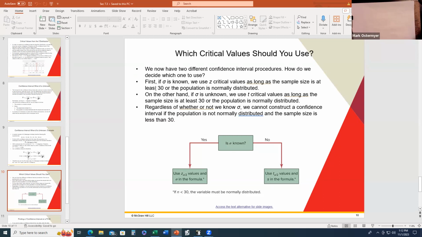Now, if the standard deviation of our population is known, of course, we use the Z critical values, as long as the sample size is at least 30, or the population from whence the samples are chosen is normally distributed. On the other hand, if the population standard deviation is unknown, we have to compute T critical values, as long as the sample size is at least 30, or the population is normally distributed.